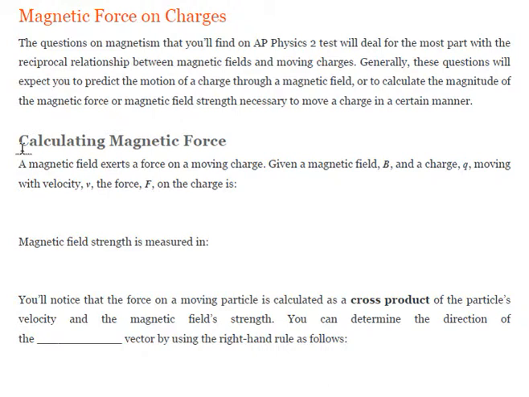So how do we calculate magnetic force? A magnetic field exerts a force only on moving charges. So if we have some magnetic field, and we're going to use a capital B for some reason to represent the magnetic field, and we have a charge Q that's moving with velocity V, then we can figure out what the force is on the charge by using this equation. F equals Q times the quantity V cross B.